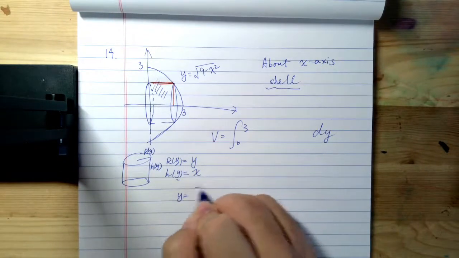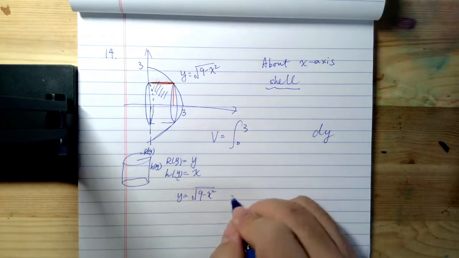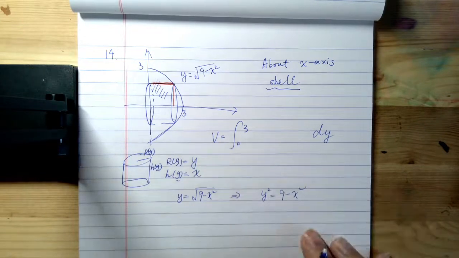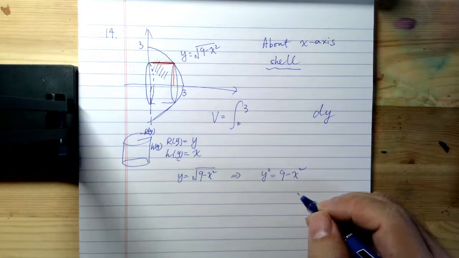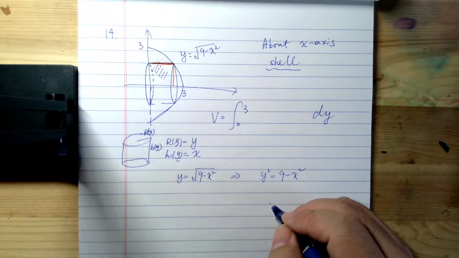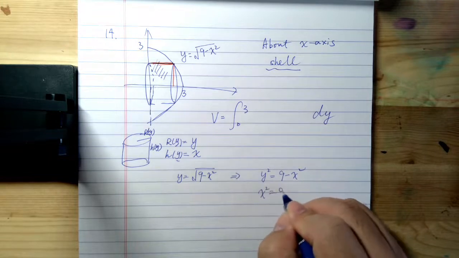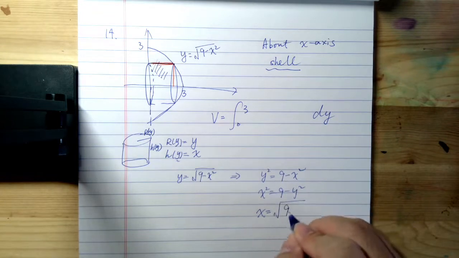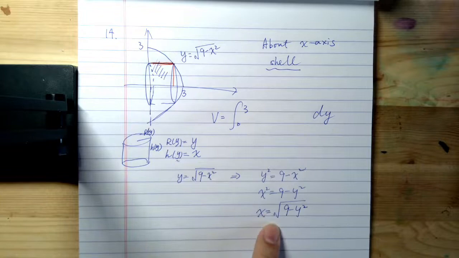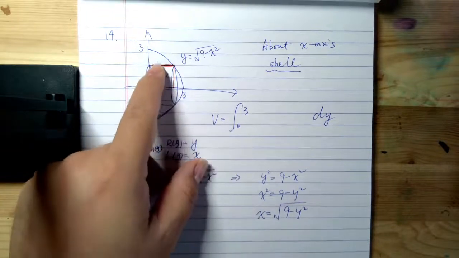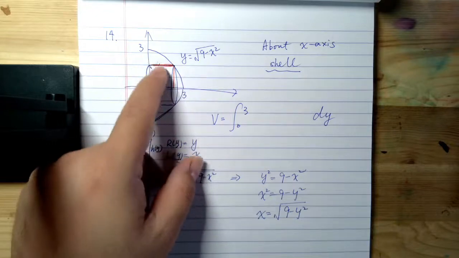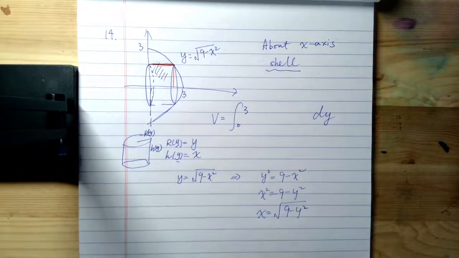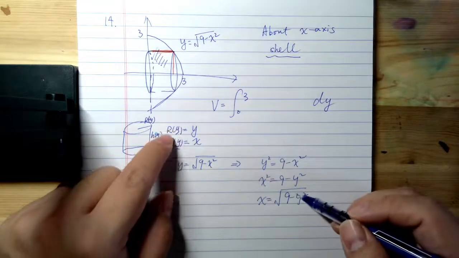So I know y equals the square root of 9 minus x squared. If I square both sides, I have y squared equals 9 minus x squared. Then x squared equals 9 minus y squared, and x is going to be the positive square root of 9 minus y squared. Why is that? Because everything is in the first quadrant, so we need to make sure it's a positive one. So with that, we got our radius and our height.